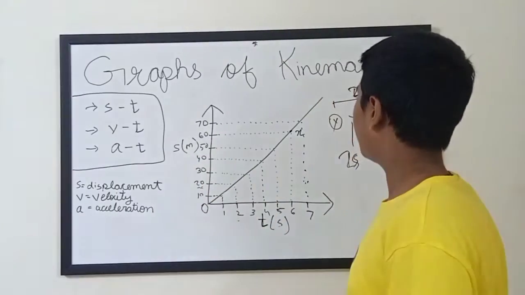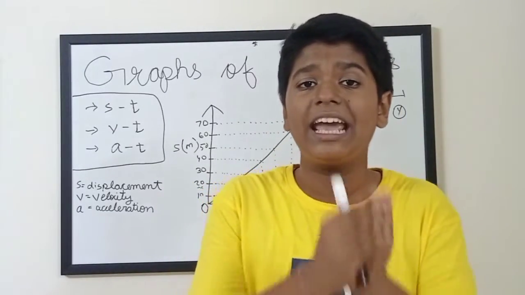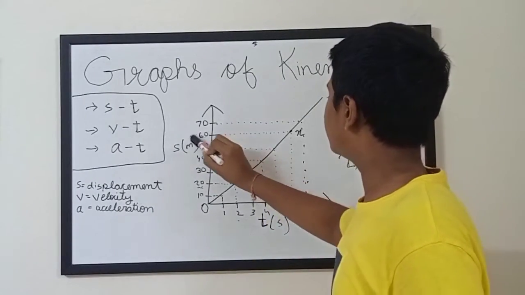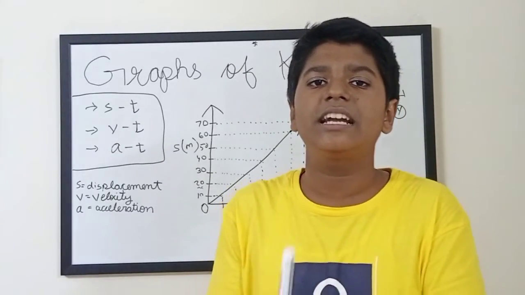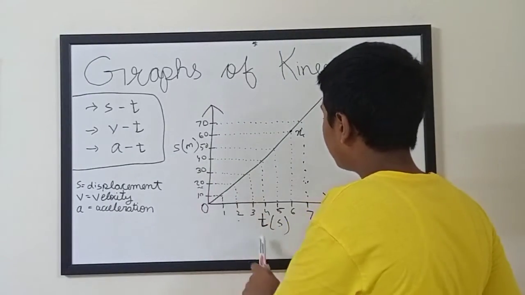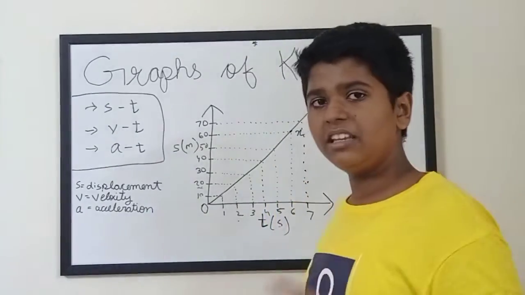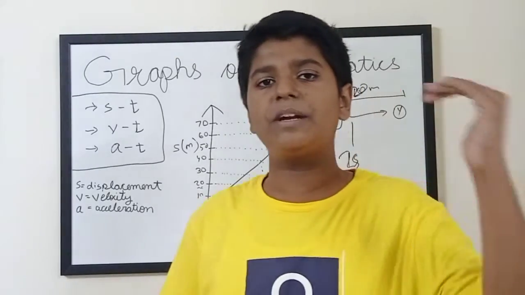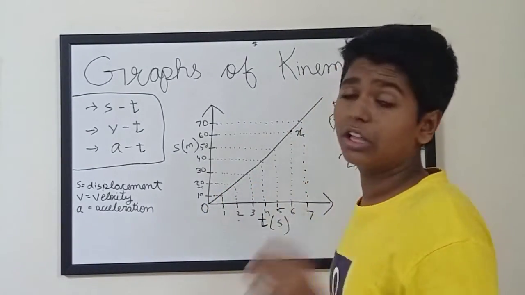For an example, if I take a point x here, and if I tell you to find the velocity of the body at point x, what will you do? You will divide 60 by 6, which will give you the answer 10 meters per second as your velocity. So this is our displacement time graph simply explained. Once again revising the concept: here we have the displacement, here we have the time, and when you divide displacement by time, you get the velocity at any given point on this graph.